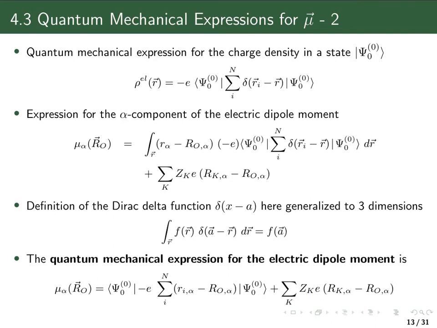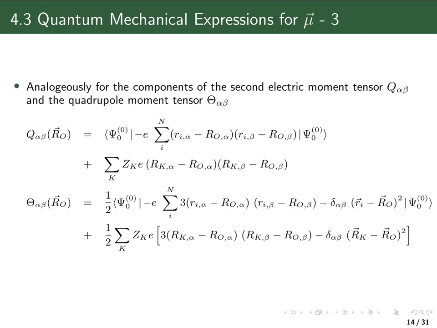Correspondingly, I can apply the same transition to quantum mechanics to the expression for the second moment, or for the quadrupole moment. And I will end up at these expressions here, where again, I have two contributions. I have a nuclear contribution because I have the nuclei fixed in space at fixed positions. Okay. So I get this one here, or in the quadrupole moment, the little bit more complicated expression.